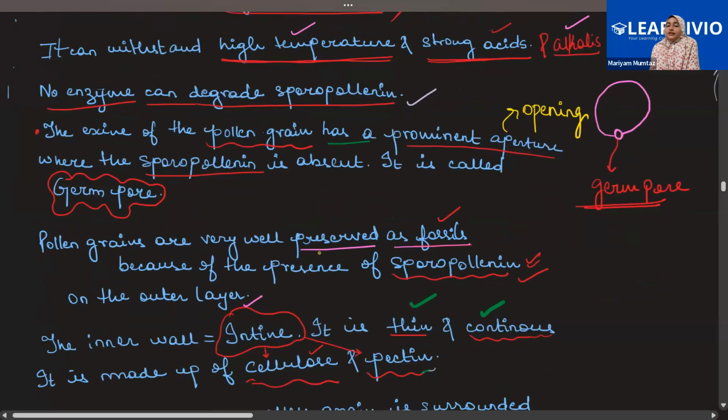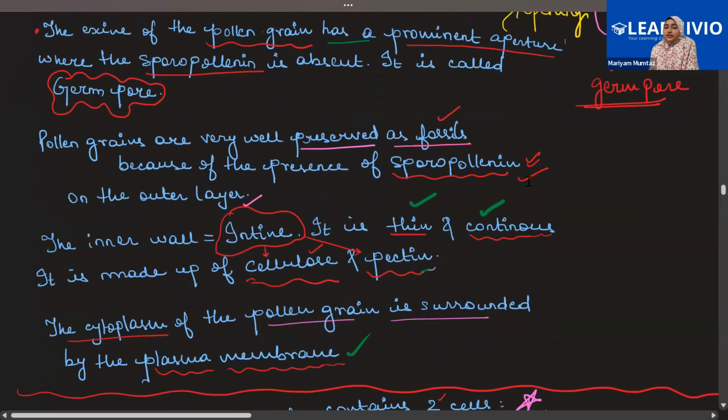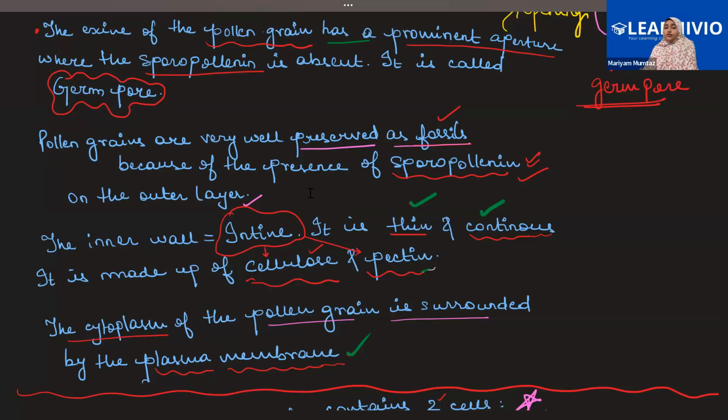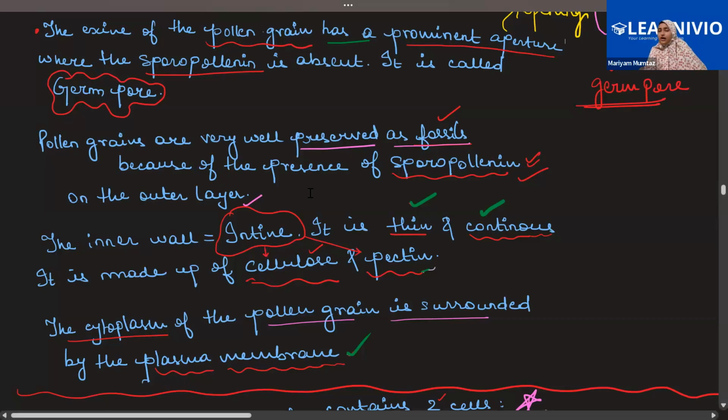Now, pollen grains are very well preserved as fossils. Why? Because of the sporopollenin, it makes the pollen grain very hard, very strong, and because of which it can easily be stored as fossils. You know how fossils are formed?